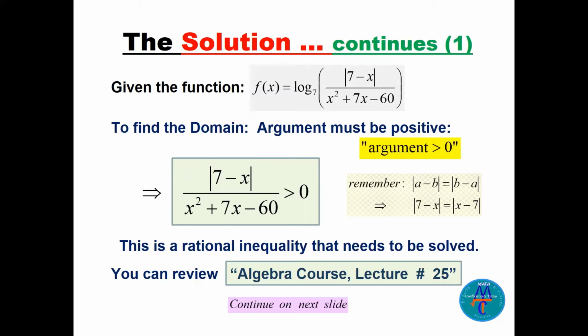Now, let's continue. We need to find the values of the x, so we have to solve this. In algebra, we call this a rational inequality because there's a fraction here that needs to be solved. You can review the algebra course, lecture 25. You will have many questions there about polynomial and rational inequality. So let's solve this now to find the values of the x, which is the domain.